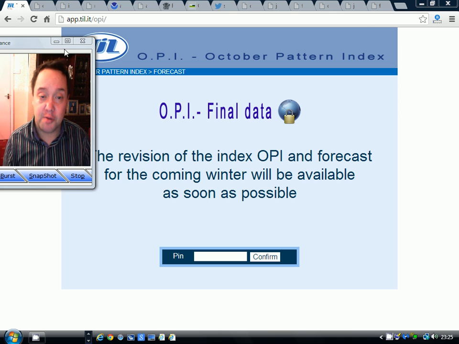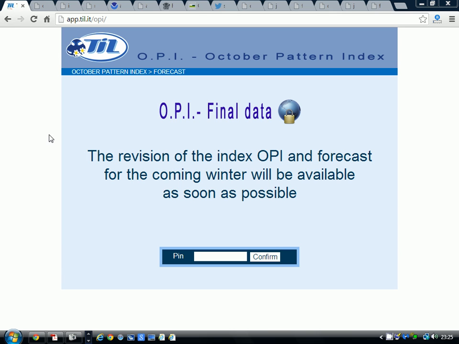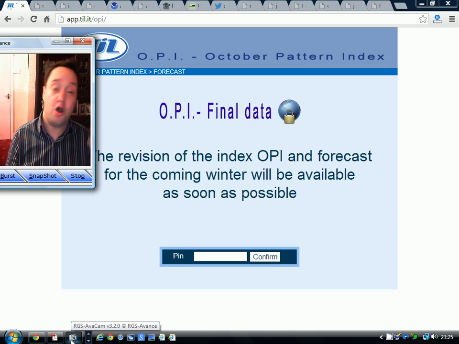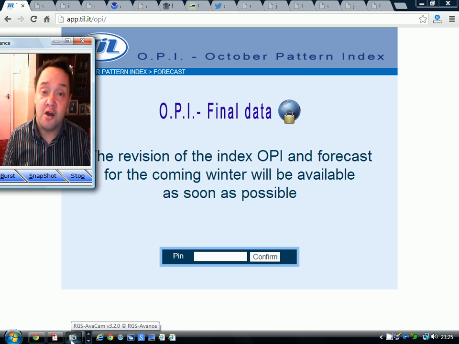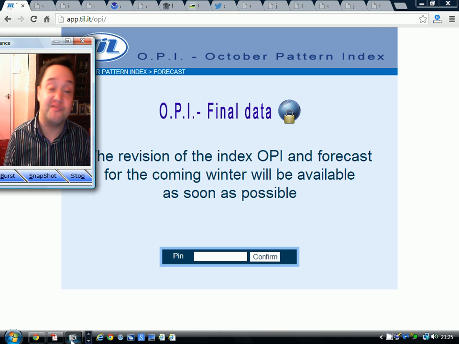So let's get on with it, and we're going to start off with the OPI. Now, I said last week that I hoped we would have the final number for the OPI, the October Pan Index, the final number and forecast from the Italian forecasters. Unfortunately, we still haven't got it.